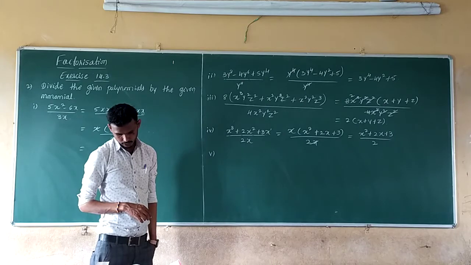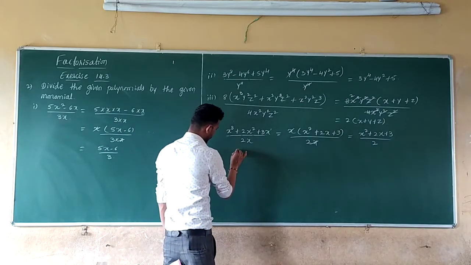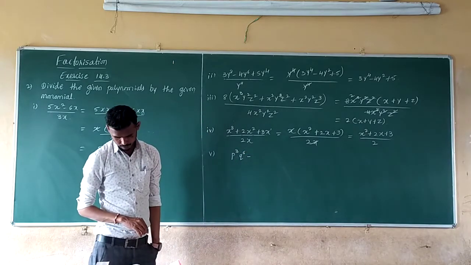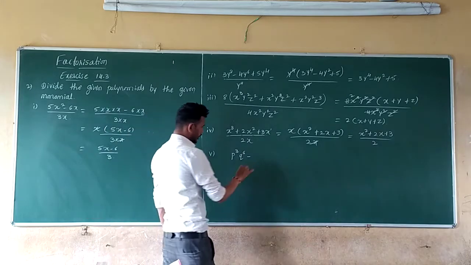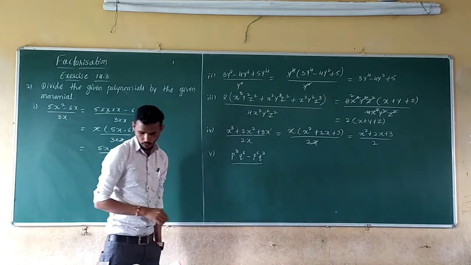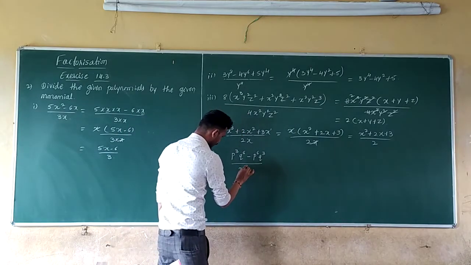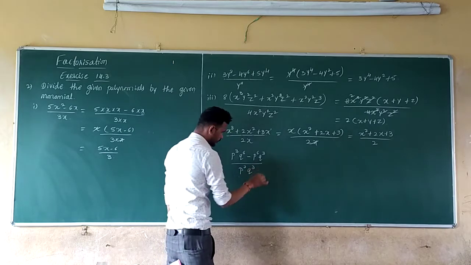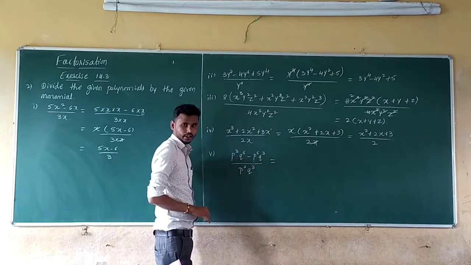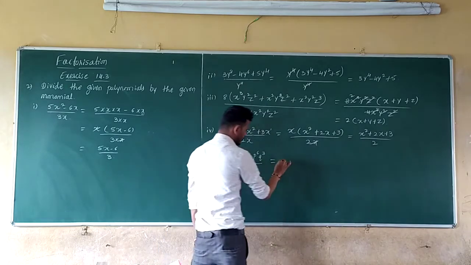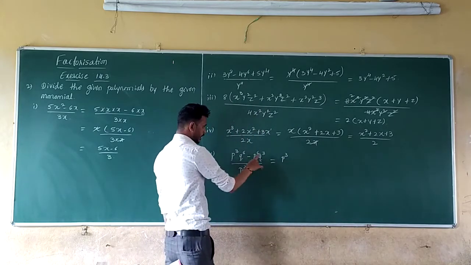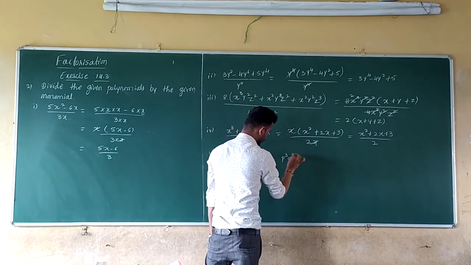Next, fifth one. p cube q raised to 6. p cube means p raised to 3, q raised to 6 minus p raised to 6 q raised to 3 divided by p cube q cube. So now here p common is there. In that, the minimum power is p raised to 3, so take that common outside. q also is common. In that, the minimum is q raised to 3. Take that common.